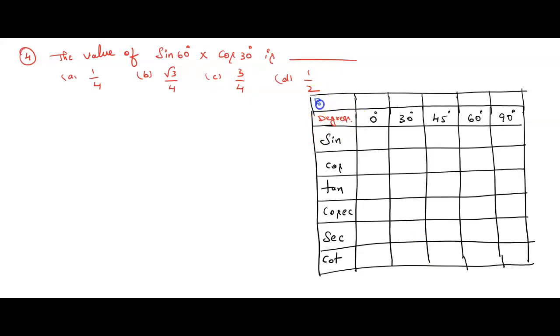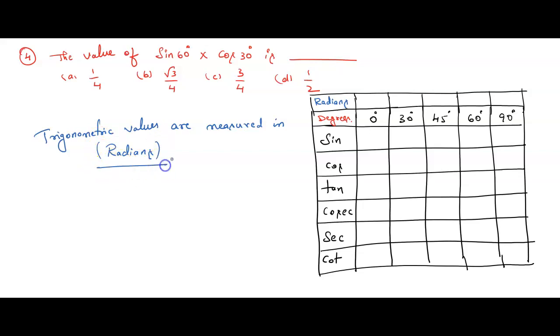Here I will write in radians. Children, what is degrees and radians? Always remember, trigonometric values are measured in radians. We measure the trigonometry value in radians. You should not forget this.